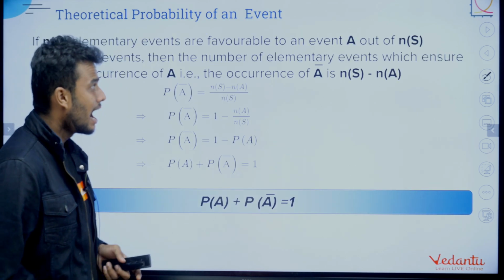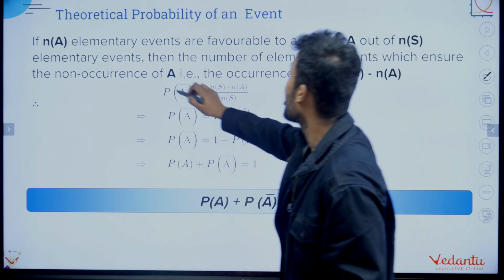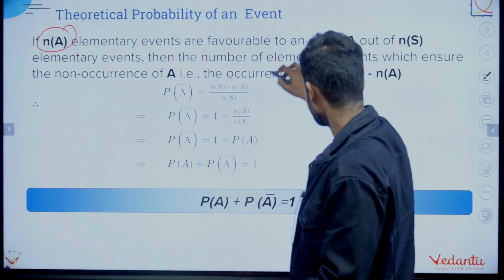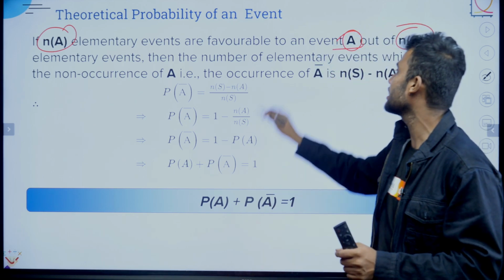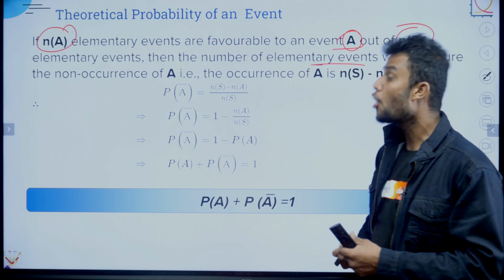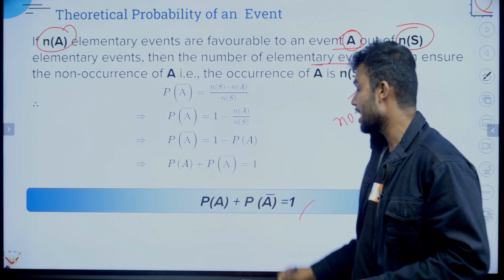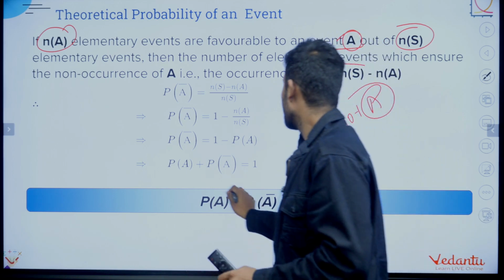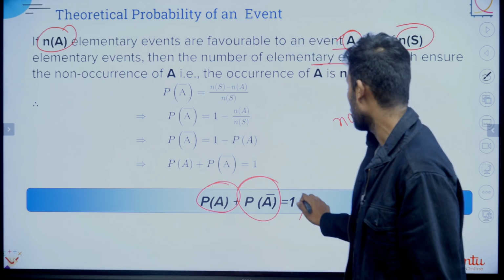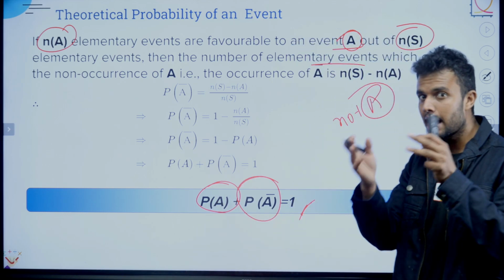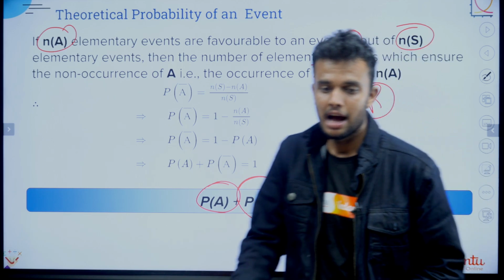Okay, students, I hope it's clear. And here one very important thing is there. If n of A is the number of elementary events favourable to event A and n of S is the total number of elementary events, then the number of elementary events which ensure the non-occurrence of A is nothing but not A. If you add P of A, the probability of an event, and the probability of its complement, it is always equal to 1. Okay, students, I hope it's clear.